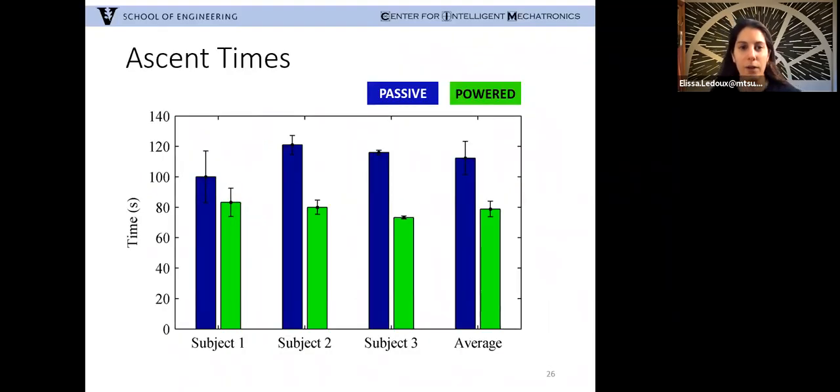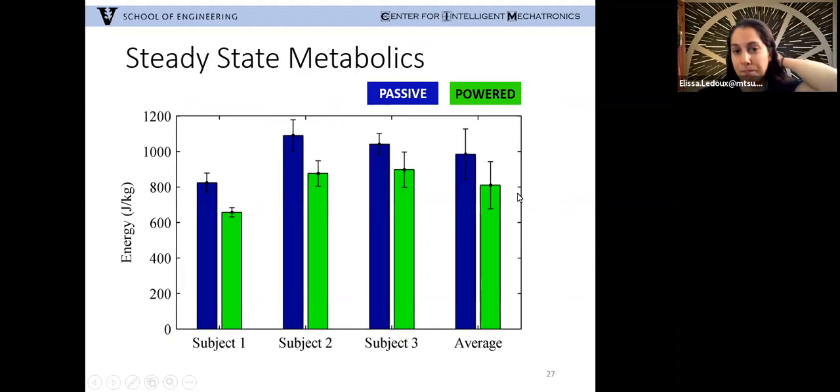The ascent times, we got some really great results for, and they all climbed faster using the powered prosthesis. You can see green is powered, blue is passive. So it was about 30% faster on average to climb with the robot leg than with their regular prosthesis. Similarly, for energy, it took less energy, both steady state and transient. It got very similar results. I think it was about 26% less energy consumed to climb with a powered leg versus their passive prosthesis.